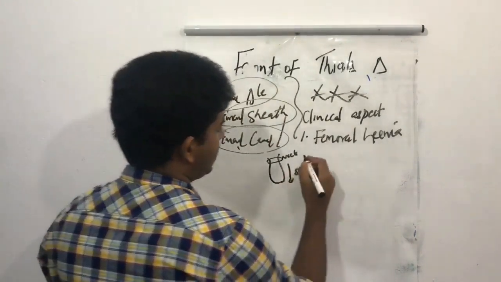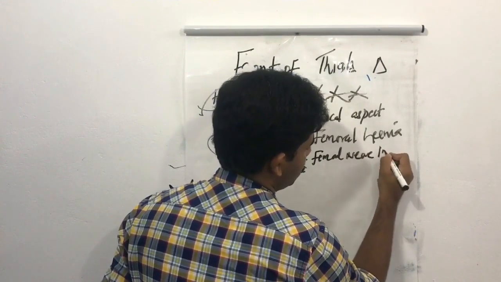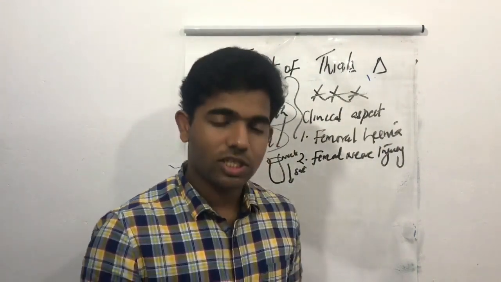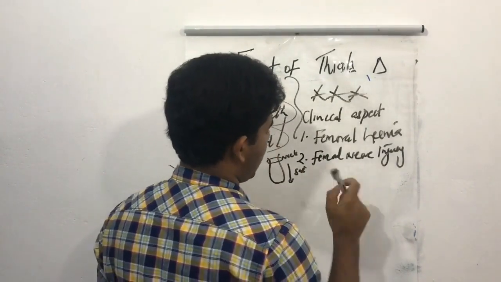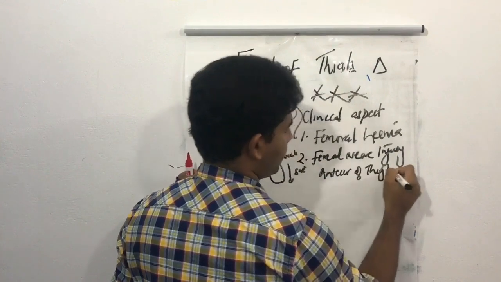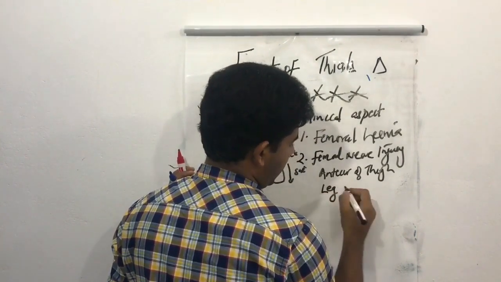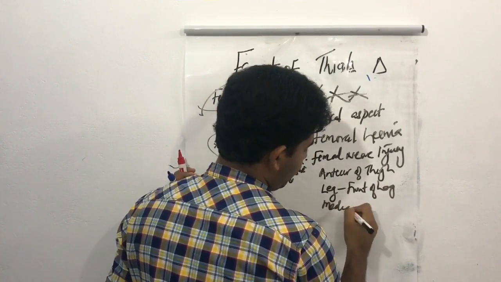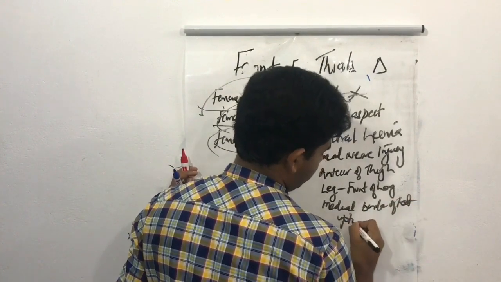The second one is femoral nerve injury. If injury happens to the femoral nerve, there will be sensation loss in your thigh region: sensation loss in the anterior of the thigh, sensation loss in the front of the leg, and the medial border of the foot, up to the big toe.